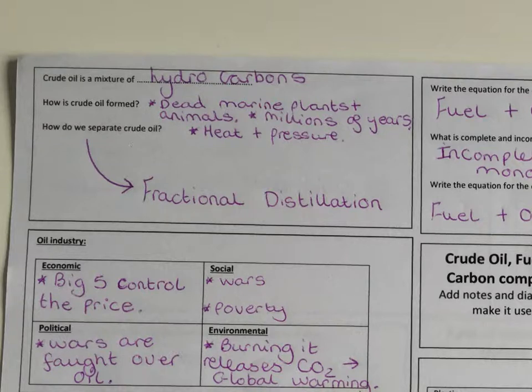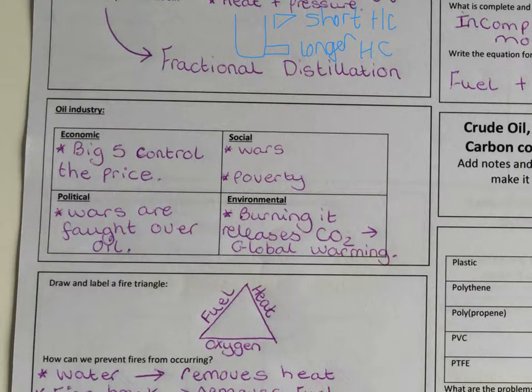How do we separate crude oil? Fractional distillation, and that is based on carbon chain length. So you will have seen in class fractional distillation columns. The ones with the shorter carbon chain lengths will come out at the top, and the ones that have got longer will come out at the bottom. It is all based on boiling points, okay? So they're both hydrocarbons, but depending on what chain length they have, depends on where they come out in the fractional distillation column.